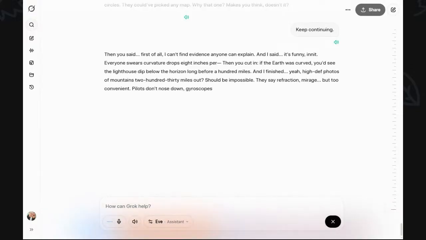Everyone swears curvature drops 8 inches per minute. Then you cut in, if the Earth was curved, you'd see the lighthouse dip below the horizon long before 100 miles. And I finished, yeah, high-def photos of mountains 230 miles out should be impossible. They say refraction, mirage, but too convenient. Pilots don't nose down, gyroscopes stay flat, level flight over a curve. Sounds flat to me. That was it up to now.